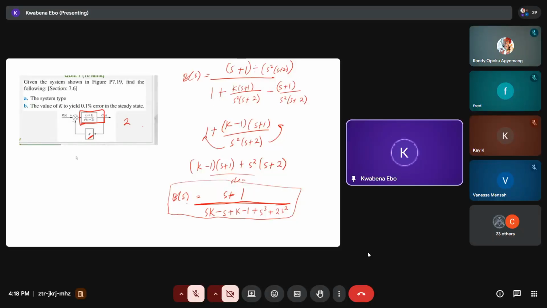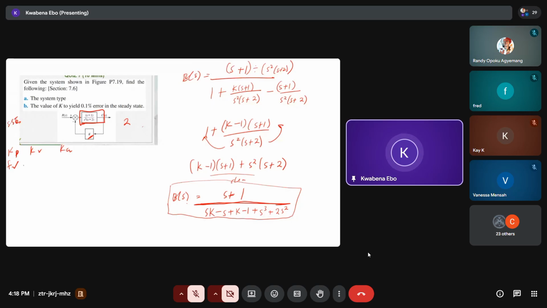Now we want to find the system type and the K. You realize that when we are finding Kp, Kv, and Ka, if it is a type 0 system, we get a finite value for Kp. These are not the steady state errors per se.